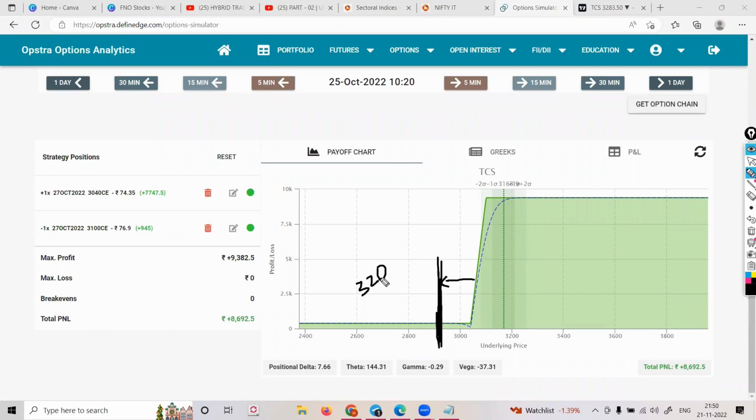What will you do? You had a huge profit of 9,000. Let's say on the 25th the market came down, and it is standing at this position. What will you do? Obviously, exit. Exit is the exit. You have to exit the trade. You should not be looking at the profit.